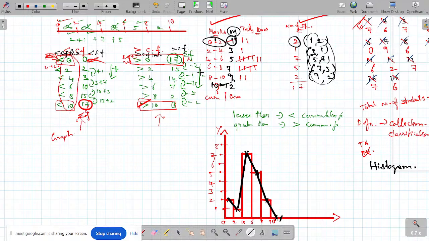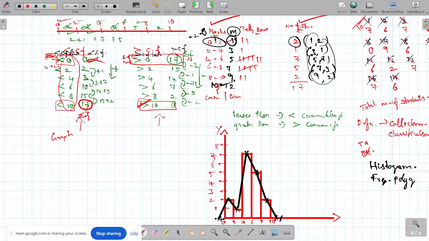Likewise, if we had minus 2 to 0, what's the class frequency on the negative side? No students. So 0. So I may extend my line over here and join for this. So your diagram will look like this. You call this as frequency polygon. What do you call this as? Frequency polygon.